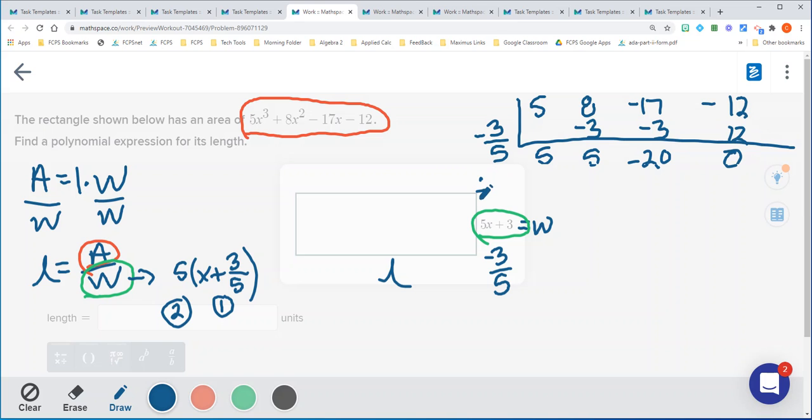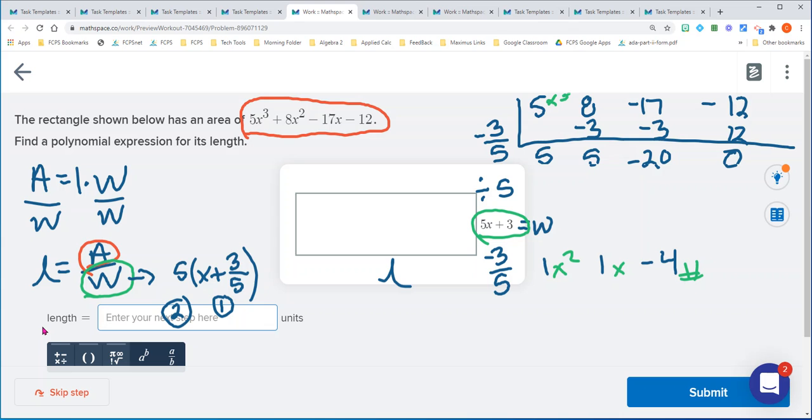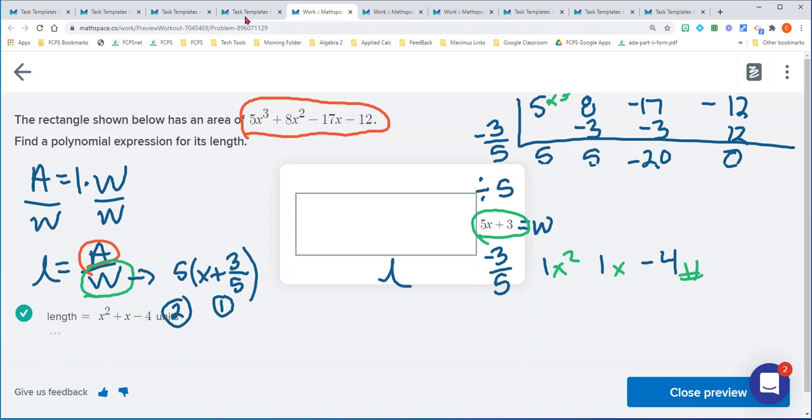Okay, and then second, I'm going to divide the coefficient, so we get 1, 1 minus 4. All right, so it started at cubic, so that means this is quadratic. That's it. That's my answer. Okay. Now, you don't see this. You don't need to type the coefficient of 1. Plus x minus 4. Yay!